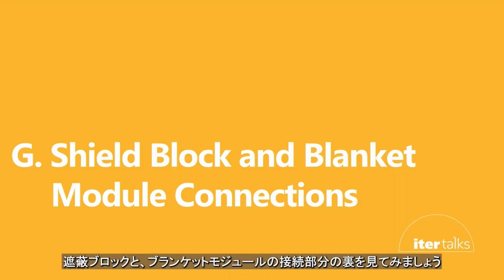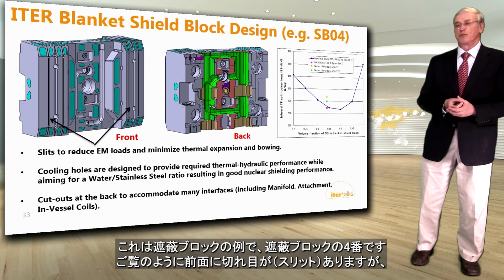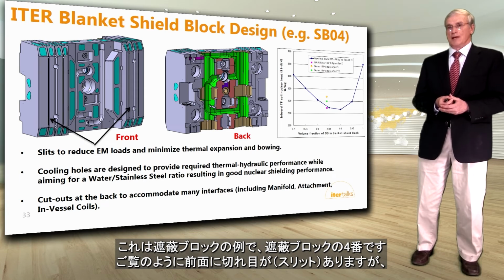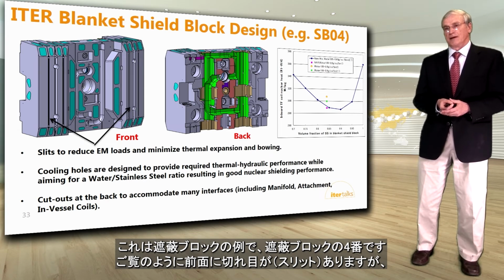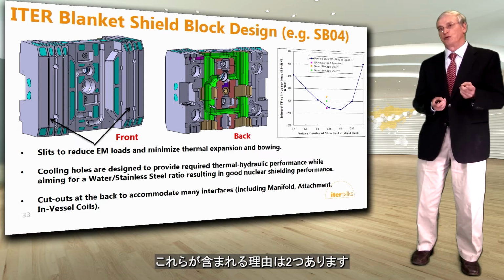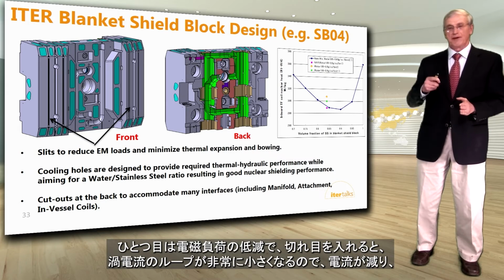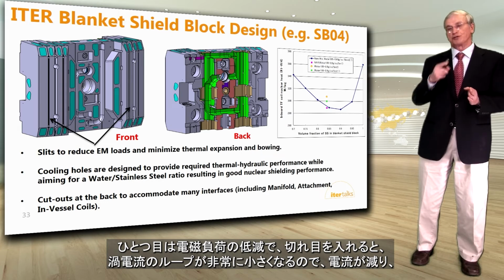Now we look at the shield block and blanket module connections at the back. So this is an example shield block, which is shield block number 4. You can see on the front of the shield block there are a number of slits, and these slits are included for two reasons. One is to reduce the EM loads. When you put the slits, then the eddy current loops are much smaller.